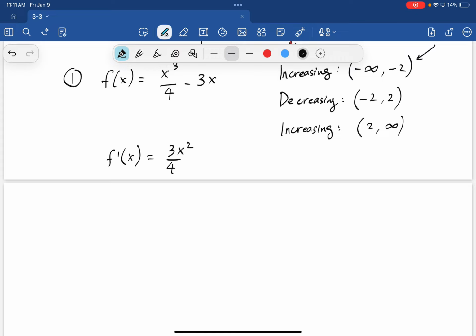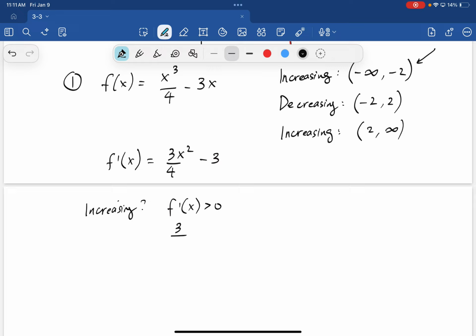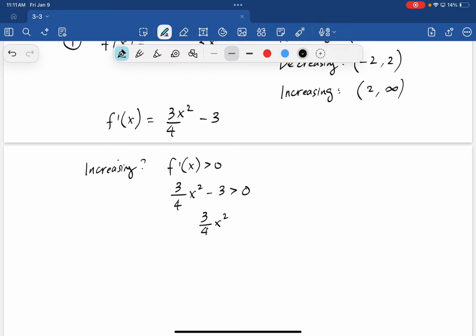So we're going to ask ourselves, when is it increasing? That's when f prime of x is greater than 0. So in other words, we're looking for which intervals of x cause f prime of x to be greater than 0. So we're going to try and solve this inequality, right? And if we solve this inequality, we're going to have 3/4 x squared greater than 3. So x squared is greater than 4.